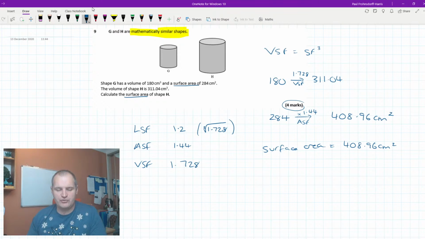I then cube rooted that to get the length scale factor, and squared it, which was 1.2 squared, to get 1.44, and multiplied the area by the 1.44 because that's the area scale factor. A little bit going on there, but nothing you can't cope with.